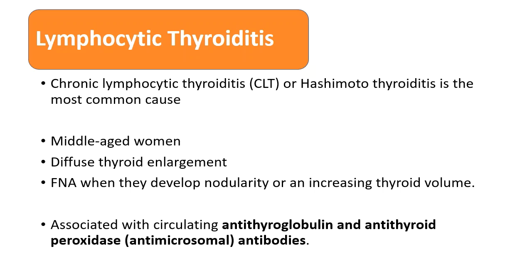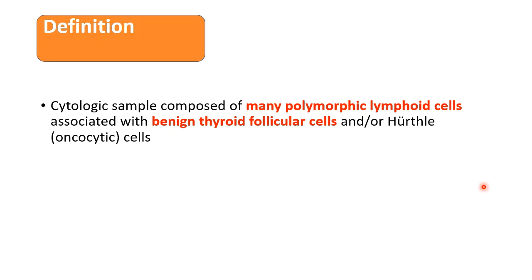So what is the definition for these cases? A cytologic sample for lymphocytic thyroiditis is composed of many polymorphic lymphoid cells associated with benign thyroid follicular cells and or Hurthle cells. Okay, so you should have lymphoid cells which are polymorphic, not monomorphic, with benign thyroid follicular epithelial cells, and we can have Hurthle cell change in these cells.